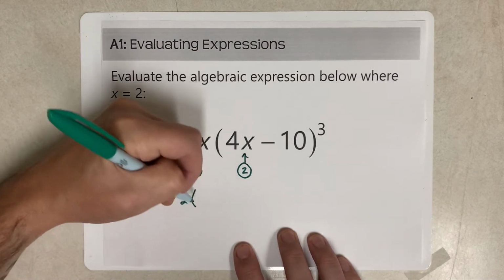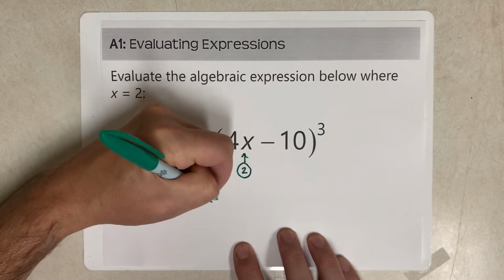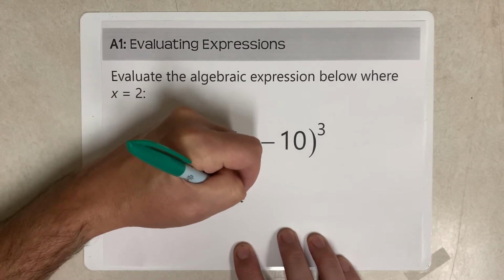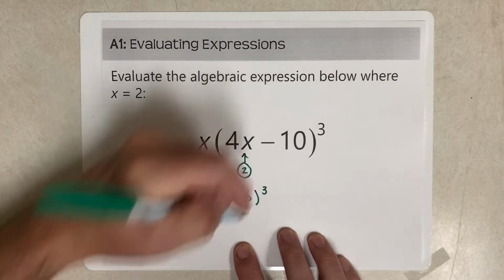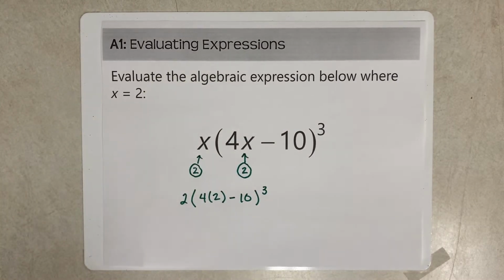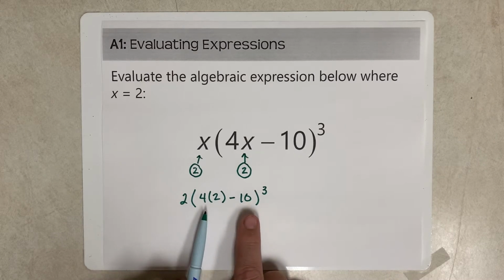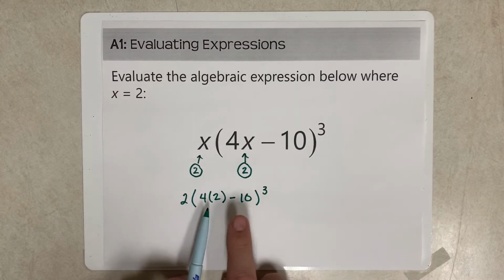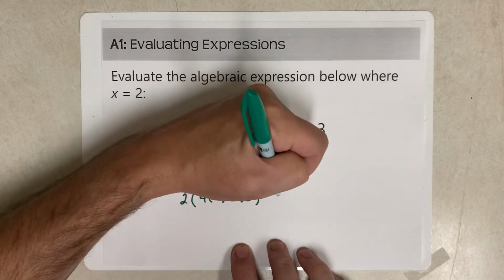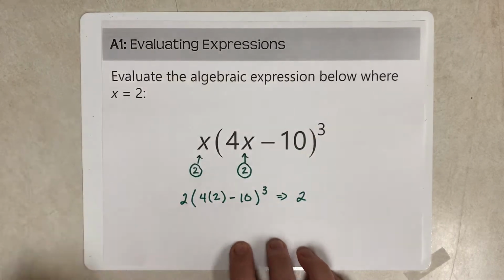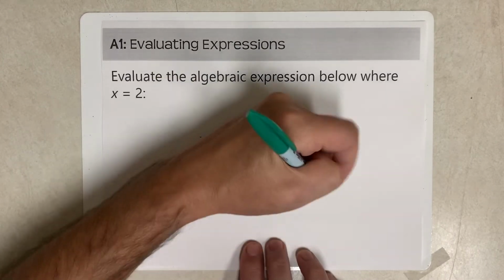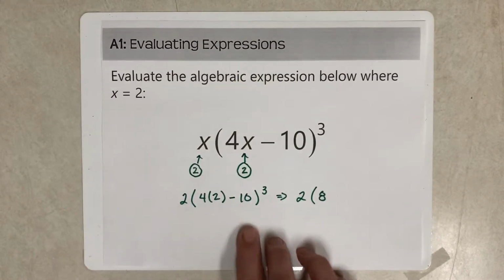2 times 4 times 2 minus 10, and then cubed. All right, now let's go ahead and evaluate this and see what that looks like. I have to do parentheses first. I can't really cube this before I do this first. So the 2 is going to have to kind of hang out there. 4 times 2 is 8. Still minus 10.